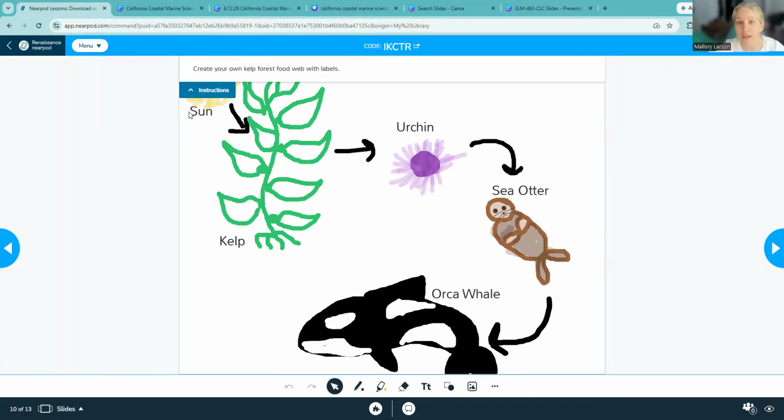So here in my example food web that I made for you, I have my sun and our kelp, which is an algae, photosynthesizing. The urchin will eat the holdfast, which is the root system of the kelp. Our sea otter will be eating our urchin, and then our orca will be enjoying a nice sea otter.